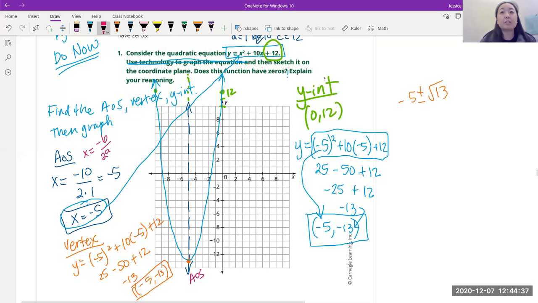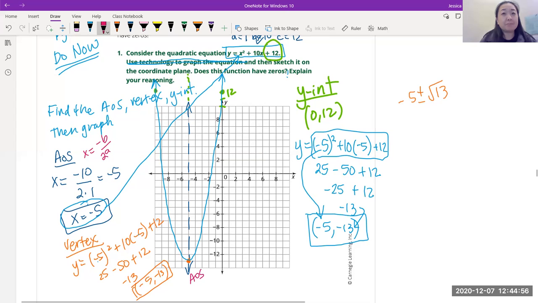Now, the other thing is the y-intercept. Remember, this guy right here is the y-intercept. If you didn't remember that, you can logically reason it out, right? What is the value of x on the y-axis? 0. So you just plug in 0 for x, and you just get 12. All right, and so that's going to be our y-intercept.